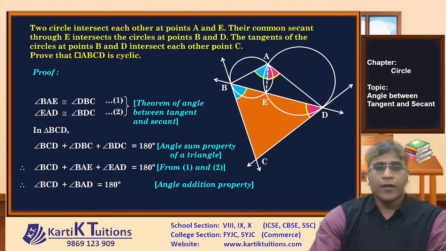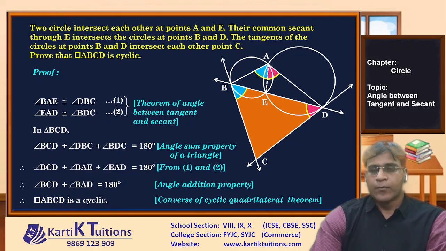Now observe the quadrilateral ABCD. We have managed to prove opposite angles are supplementary. Now in any quadrilateral, if opposite angles are supplementary, then we can say it's a cyclic quadrilateral, and the reason is converse of cyclic quadrilateral theorem. In my previous videos, I have discussed the cyclic quadrilateral theorem. So in case you have missed that video, you can check out my playlist. I hope you have understood this sum also.